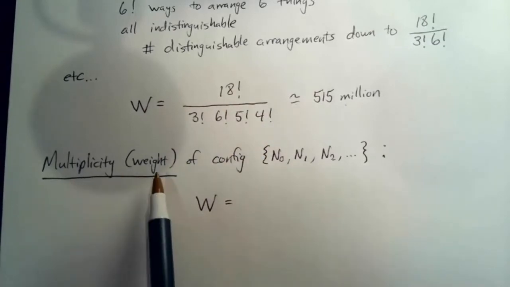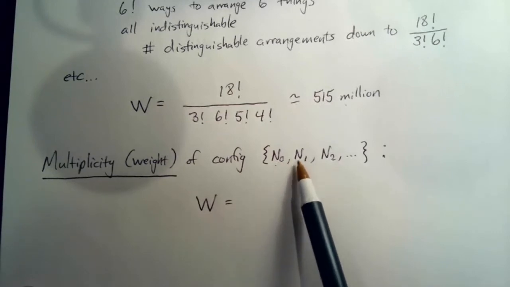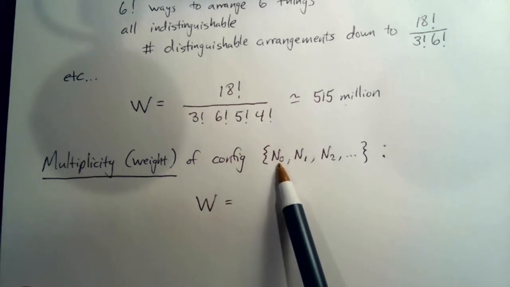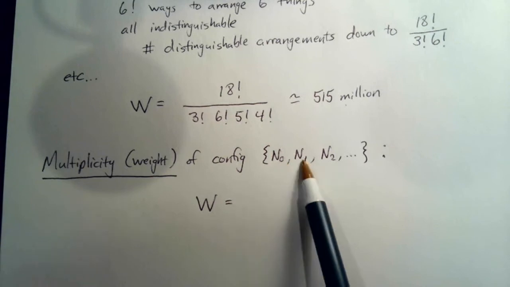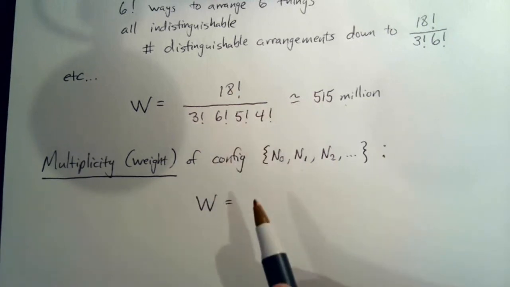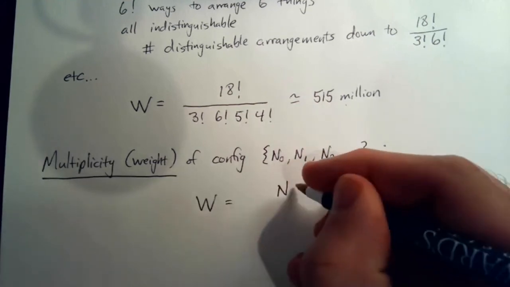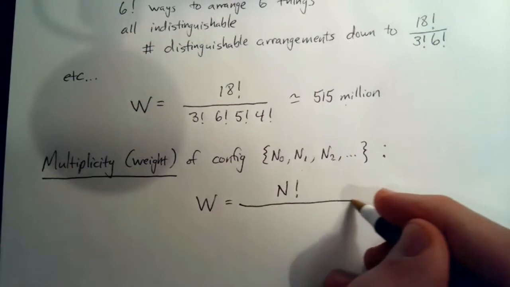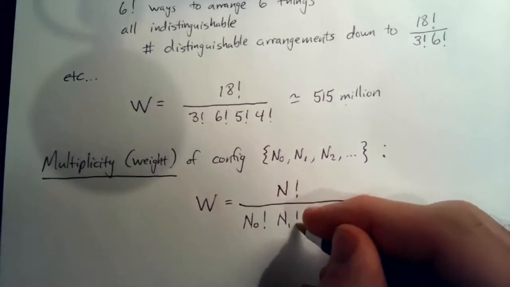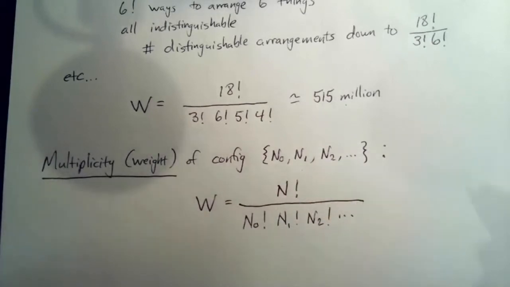So the multiplicity, or weight, of a configuration that looks like this, n naught, n1, n2. Remember, n naught is the number of molecules in state 0, which has energy epsilon 0. This is the number in state 1, and they each have energy epsilon 1, and so on. And by looking at the pattern we found up here, it's pretty clear that multiplicity for a configuration like this is going to be n factorial over n naught factorial times n1 factorial times n2 factorial, and so on, for however many bins we have, however many states we have in our system.